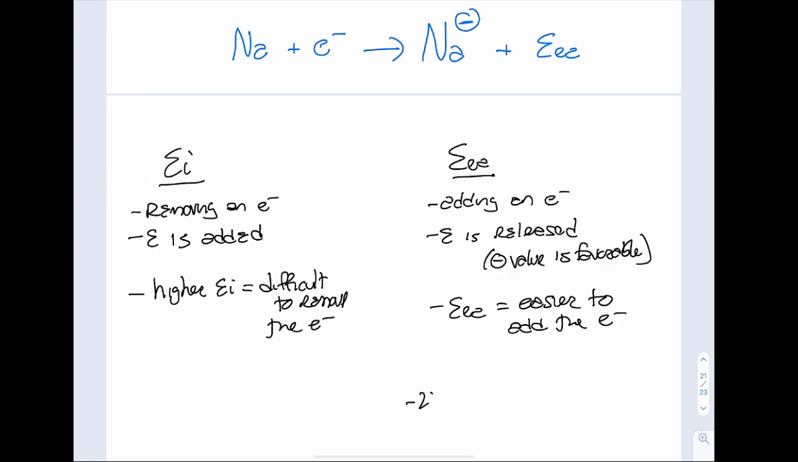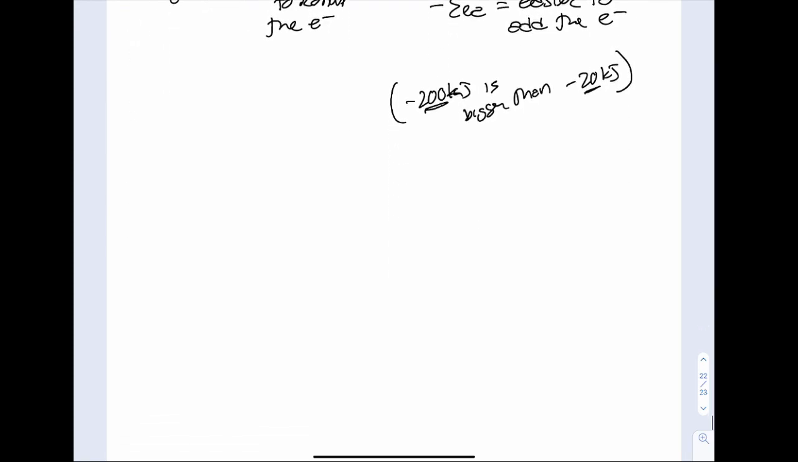A negative 200 kilojoules is bigger than a negative 20 kilojoules, right? Number line way, no, but remember the negative sign doesn't have to do with magnitude, right? It has to do with the direction. So giving off 200 kilojoules is more favorable than giving off 20 kilojoules, right? The negative sign again is just our direction. And for these ones, again, I wouldn't look at trends. I would just look at the individual cases.